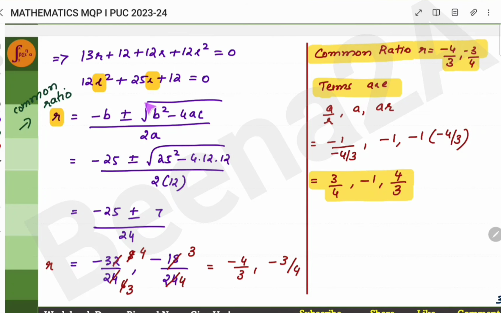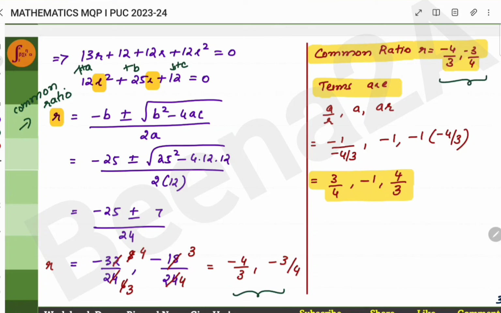So we use this formula. This is A, this is B, and this is C, right? Plus A, plus B, plus C. Put all these values here, substitute. You'll get two values of R, 4 by 3 and 3 by 4, -4 by 3 and -3 by 4. Now, so therefore, common ratio is -4 by 3 and -3 by 4.